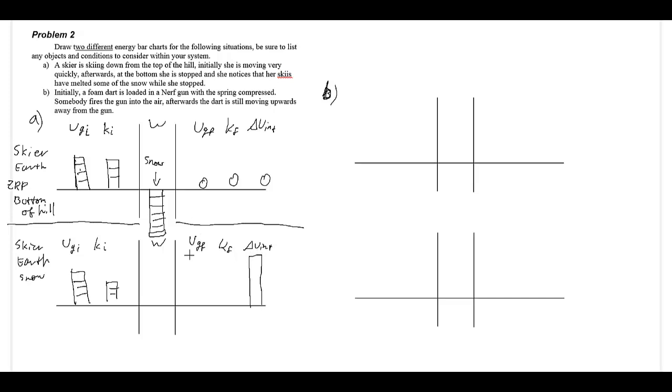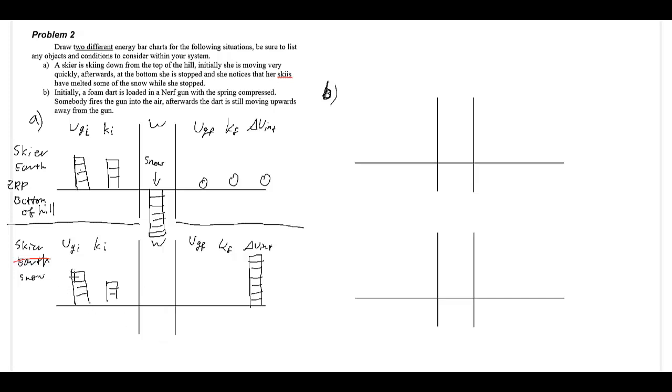So instead of having this negative bar for work, we're going to have a positive bar here in the internal energy to account for this. And so these are two different bar charts for the same scenario. Now, another thing you could have done is take the Earth out of the equation and just have the skier and the snow.